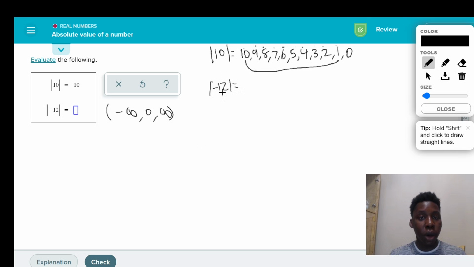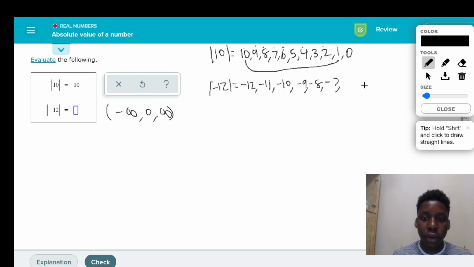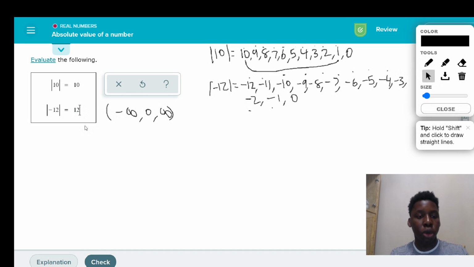We're going to have to start from negative 12 to negative 11, negative 10, negative 9, negative 8, like that. So let's look at this. This is negative 12 to negative 11 to negative 10 to negative 9 to negative 8 to negative 7 to negative 6 to negative 5 to negative 4, negative 3, negative 2, negative 1, and then 0. So we're going to count the steps. This is 1, 2, 3, 4, 5, 6, 7, 8, 9, 10, 11, 12. 12 steps. So come over here and put 12. Check that out.